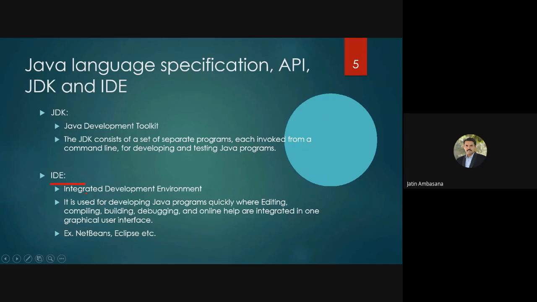Then we saw what is an IDE. IDE is an integrated development environment, right? Where we can perform various things like editing, compiling the program, building the whole application, and debugging the program step by step, line by line, and there is online help available. All these things are integrated into a single graphical user interface. That's why it's called an integrated development environment. NetBeans, Eclipse, IntelliJ IDEA, Visual Studio Code, there are lots of them, right?